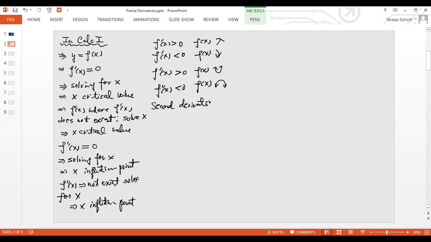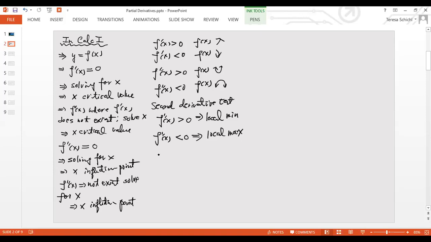If you still remember in Calc 1, for the second derivative test, you put in the critical points. If a critical point makes f double prime x greater than 0, because it's concave up, we come out with a local min. If it's less than 0, because it's concave down, we have a local max.